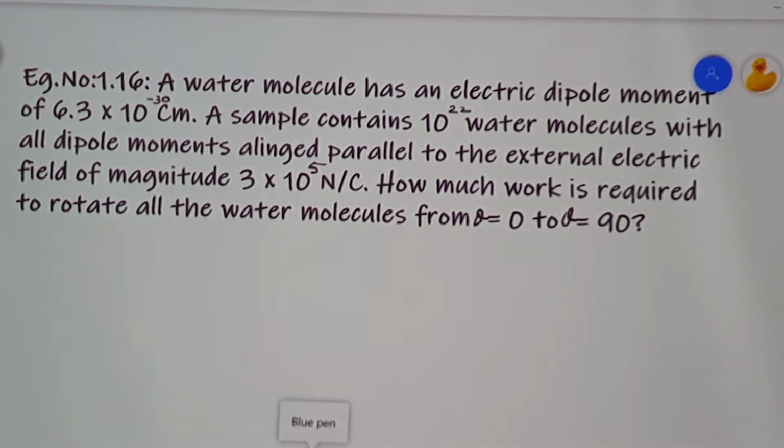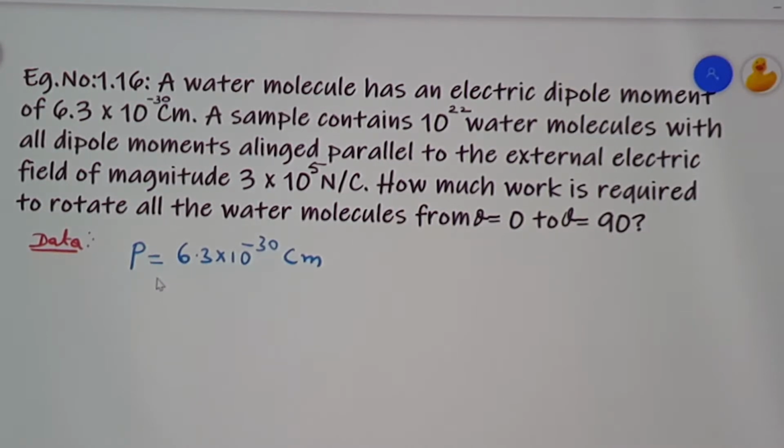So first of all, let us consider what are the given datas. So let us write the datas given. A water molecule has an electric dipole moment. So the dipole moment P equal to 6.3 into 10 to the power of minus 30 coulomb meter.